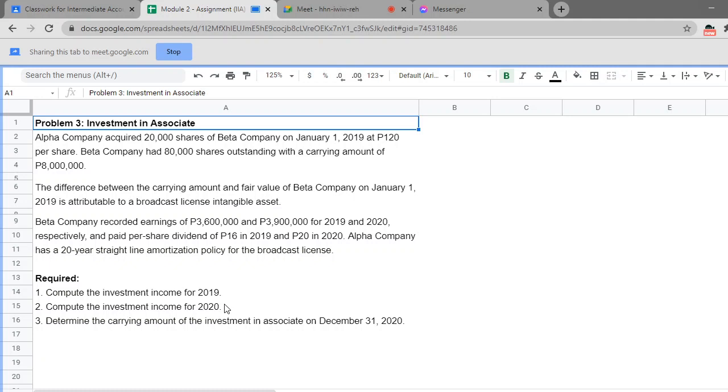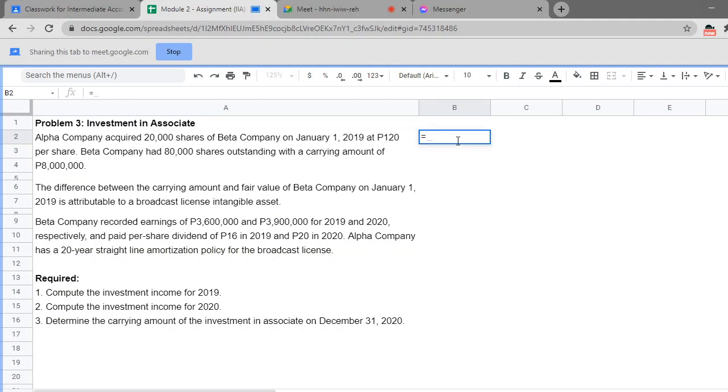Okay. Alpha Company. Alpha Company acquired 20,000 shares of Beta Company on January 1 at 120 per share. Beta had 80,000 shares. So let's find out kung pila ka percent atong interest. Nipalitag 20 over 80,000. We have 25% interest. So natay significant influence. This could be an investment in associate.